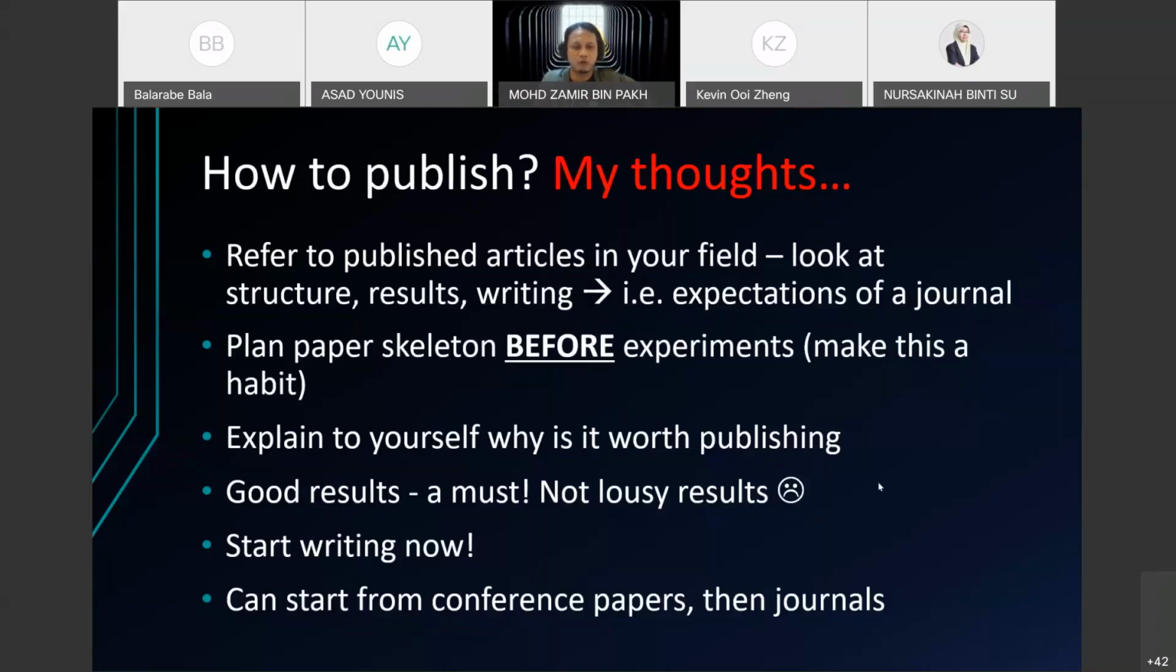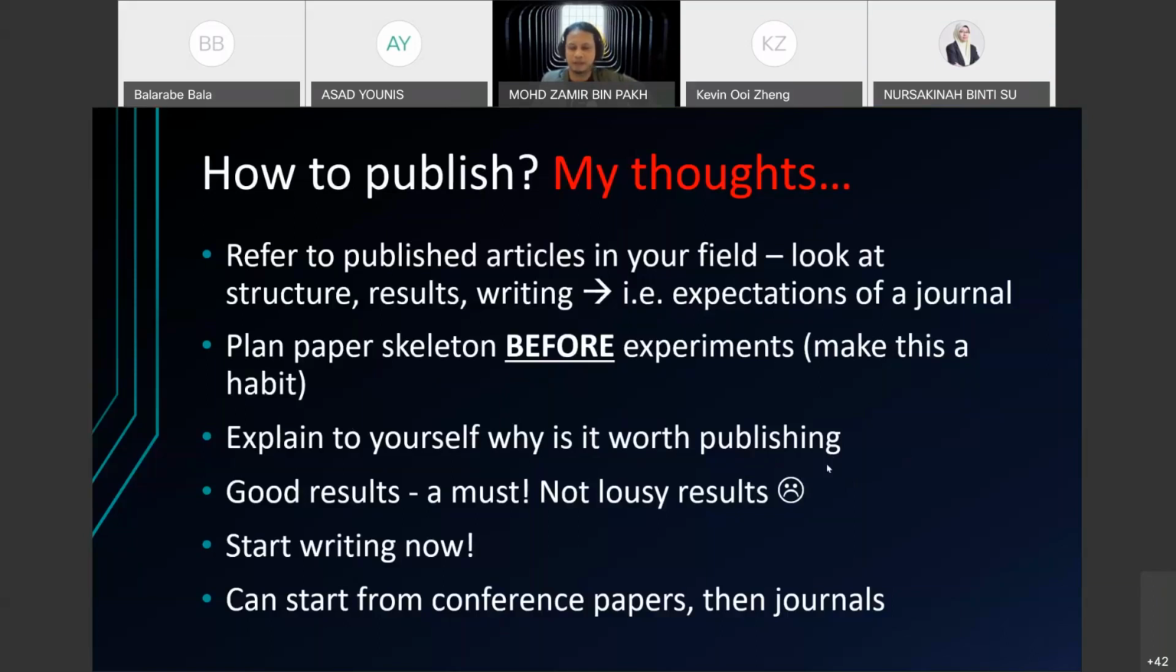Explain to yourself, why is it worth publishing? You need to be able to explain to yourself, because this is not only crucial for your publication process, this is equally crucial for your viva, right? So why are your novelties worth it or significant to the field? Why is it new? Why do you call it new? What makes it new?